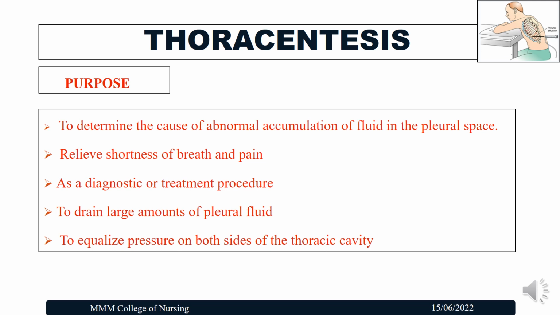The purposes of thoracentesis include determining the cause of abnormal accumulation of fluid in the pleural space. What is the reason why there is an excessive accumulation of fluid in the pleural cavity? It also relieves the shortness of breath and the pain. Due to the collection, the patient will have symptoms of breathing difficulty. When we remove the excess fluid from the pleural cavity, it relieves the shortness of breath. Thoracentesis can also be done as a diagnostic or treatment procedure to drain a large amount of pleural fluid to equalize the pressure on both sides of the thoracic cavity.